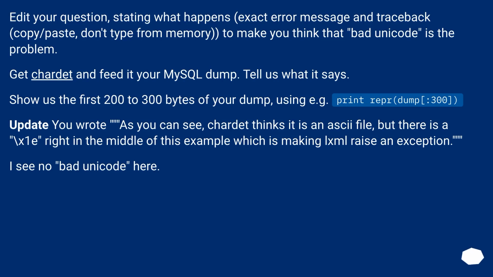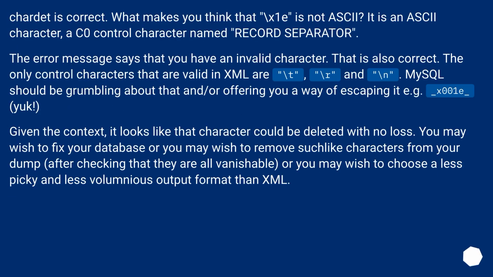Update: you wrote, "As you can see, chardet thinks it is an ASCII file, but there is a \x1e right in the middle of this example, which is making lxml raise an exception." I see no bad Unicode here. Chardet is correct. What makes you think that \x1e is not ASCII? It is an ASCII character, a C0 control character named record separator.